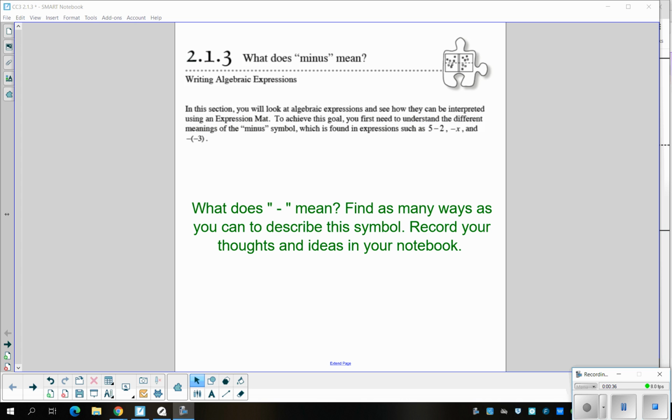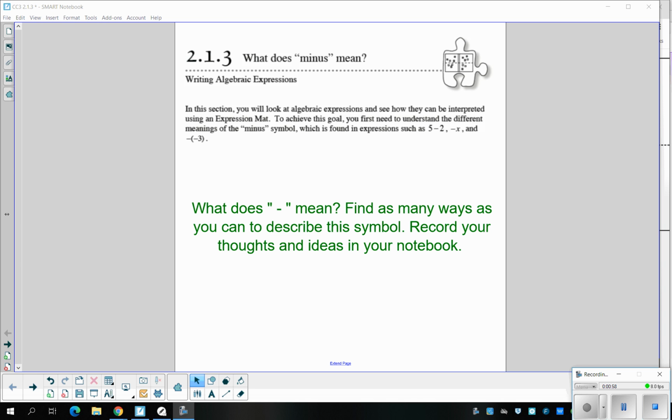But what this one's really looking at is focusing on what does minus mean, or really what that would mean with our algebraic expressions. So it says in this section you will look at algebraic expressions and see how they can be interpreted using an expression map. To achieve this goal, you first need to understand the different meanings of the minus symbol.